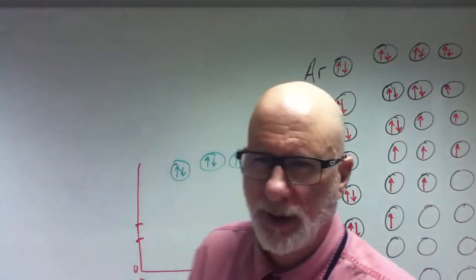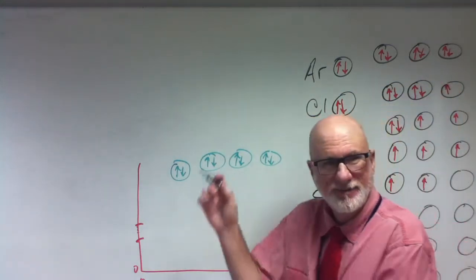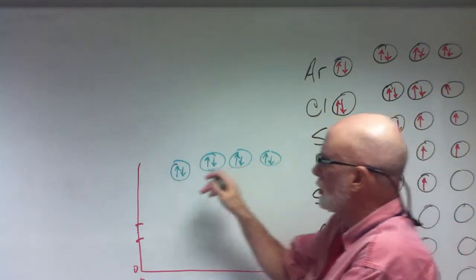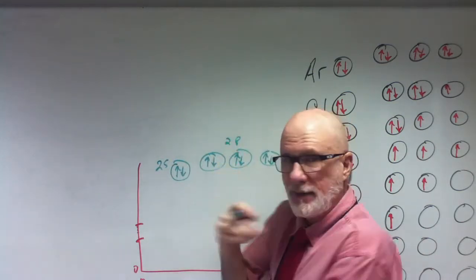Kind of drew that in weird. I'm a little dyslexic, my apologies. It's hard to, whatever. So that's going to be 2. This is 2s, this is 2p, correct?